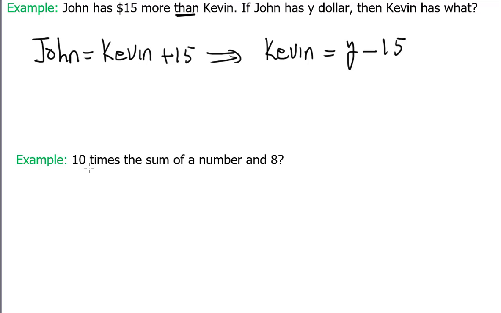What about 10 times the sum of a number and 8? The operation times is multiplication. The word sum indicates addition, so we're adding this unknown number and the 8. This is a grouping. What letter do we use for the missing number? Let's use y, so y plus 8. Then we have 10 times y plus 8, written as 10 times the quantity y plus 8.